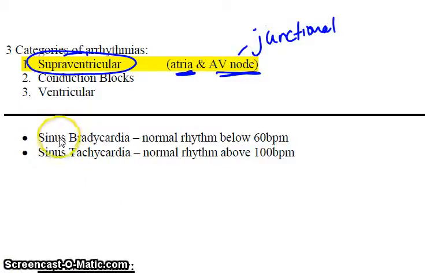So first off, I just want to briefly mention sinus bradycardia. That is a normal rhythm, meaning that the impulse originates from the sinus node. The only difference is that it's below 60 beats per minute. And sinus tachycardia means that the impulse originates from the sinoatrial node, just like normal, but the rhythm is above 100 beats per minute. So those are just two very basic arrhythmias that everybody should already know.